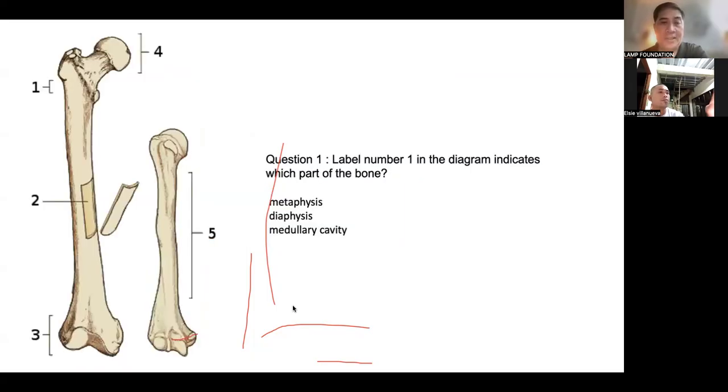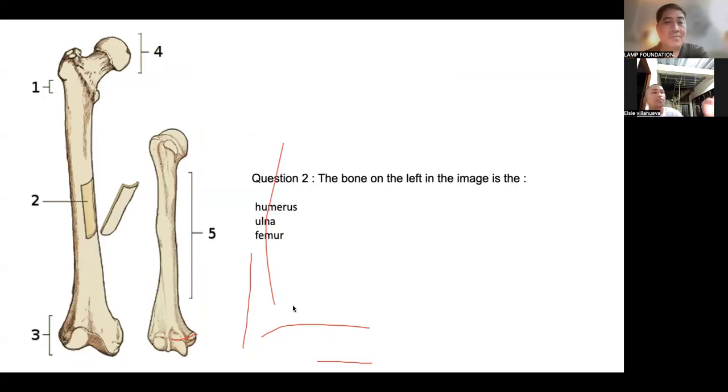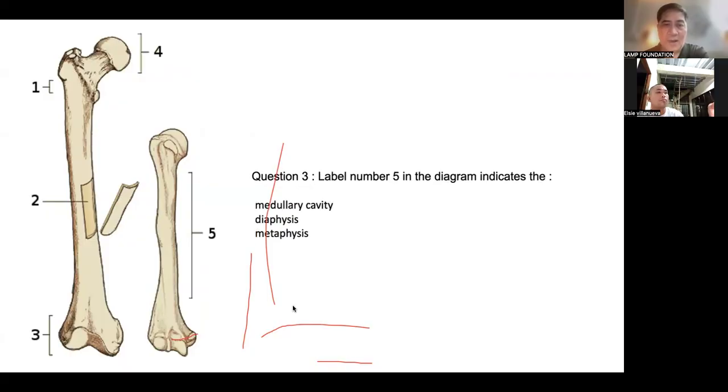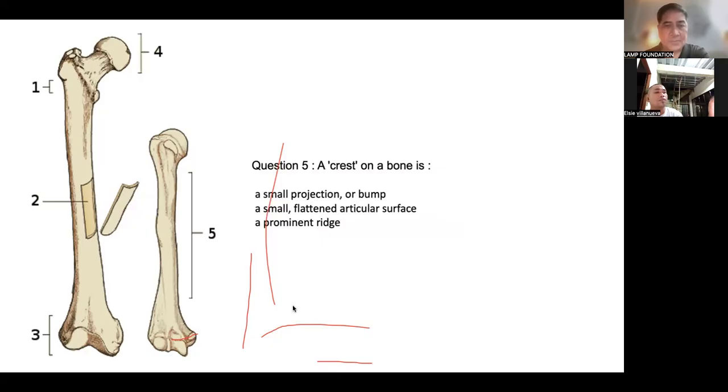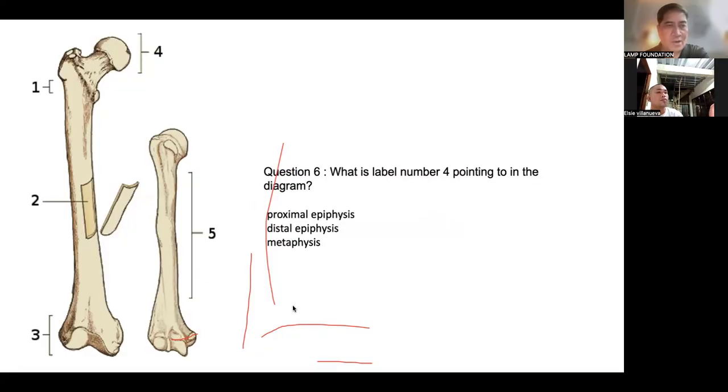Label number 1 indicates which part of the bone? Metaphysis. The bone on the left in the image is the femur. Label number 5 indicates the diaphysis. What do we mean by an articulation? An area where bones contact each other. A crest on the bone is the prominent ridge.